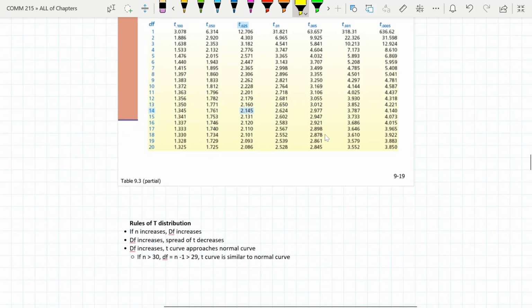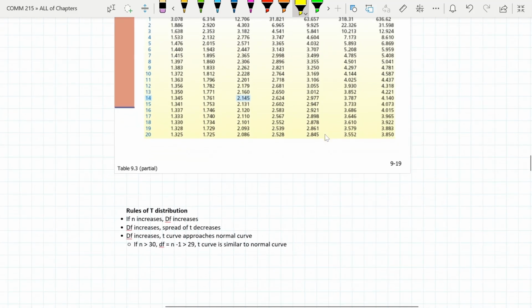So rules of a t-distribution: if n increases, our degrees of freedom increases. So remember that. Degrees of freedom increases, the spread of t decreases. You want that to happen. It's pretty much going back to the central limit theorem, but it's not exactly that, but it's implying the same thing. So the higher your sample is, the less spread t is going to be.